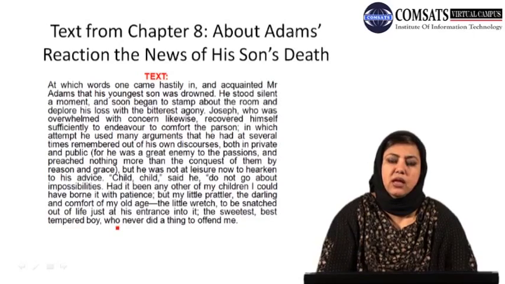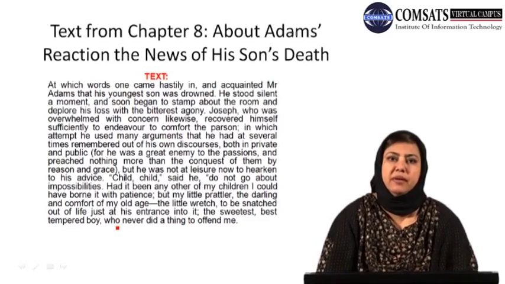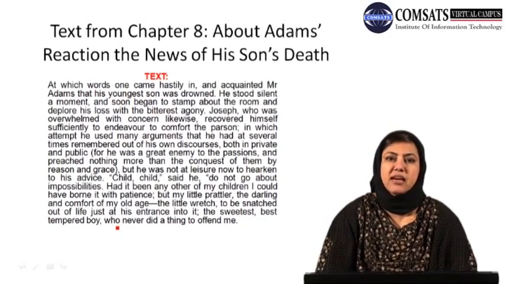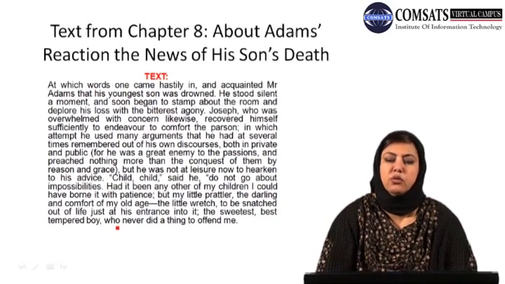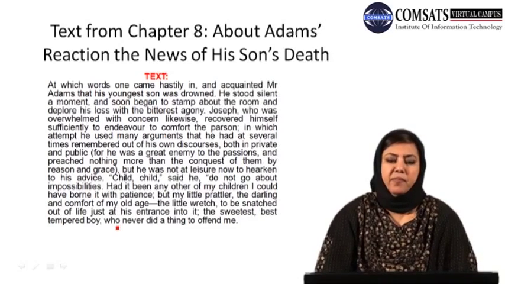So, again, Fielding is showing the difference in appearances versus reality. Apparently, Parson Adams all the time keeps on claiming that one should control his passion, one should be reasonable and graceful in accepting the will of God. But now when it comes to be his turn to accept the death of his son with grace and with reasonability, he is unable to do that.